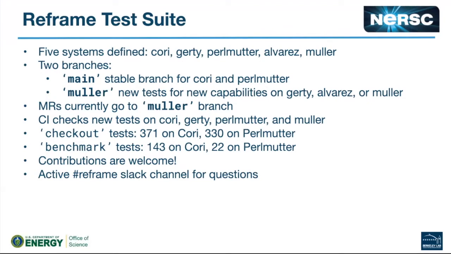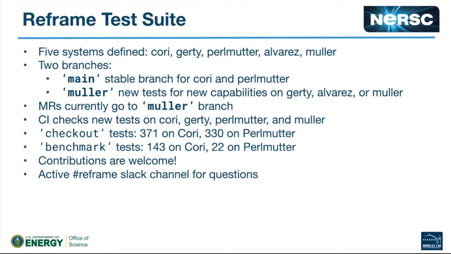Generally, when you're making codes and testing, it's easier to use the development systems like Muller or Gertie because you don't have to wait in line, especially if you're using the batch system. But there's no requirement, unless you need something at scale, that you have to use those. And we have continuous integration that will check all the new tests. Whenever a merge request is run, it runs the whole chain on four of the five systems. Alvarez is too unstable to really give us reasonable continuous integration feedback.